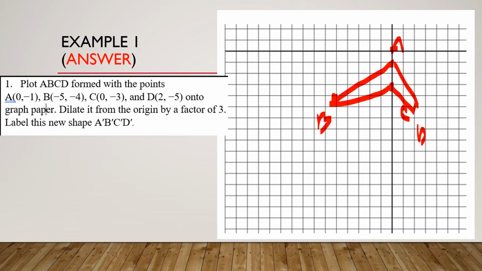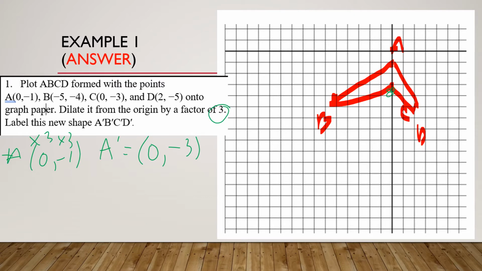And now we are going to dilate it from the original by a factor of 3. Remember, when we are doing our dilations, we're either getting bigger or smaller. Since the factor is greater than 1, we know it's going to be larger. So for A, we are going to take 0, -1. We're multiplying both pieces by 3. So then A prime would be 3 times 0 is 0, 3 times -1 is -3. So now we can plot 0, -3.